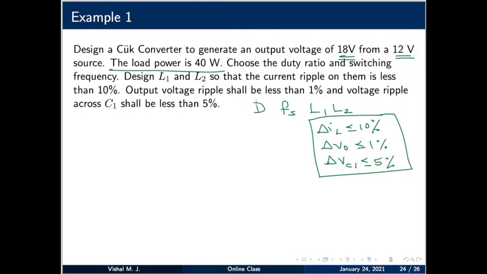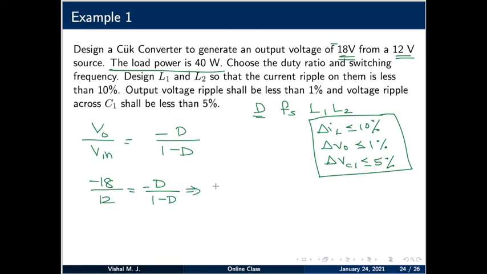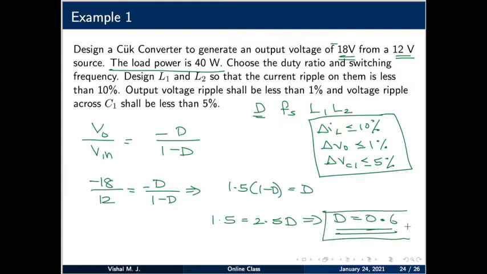The first step is to find out the duty ratio. So, output voltage by input voltage is equal to minus D by 1 minus D. So, this 18 volt is actually minus 18 volt. So, you get minus 18 by 12 is equal to minus D by 1 minus D, or 1.5 into 1 minus D is equal to D. 2.5 D equals 1.5, or D becomes 0.6. This is the answer. The duty ratio is 60%. So, we have found out the duty ratio.